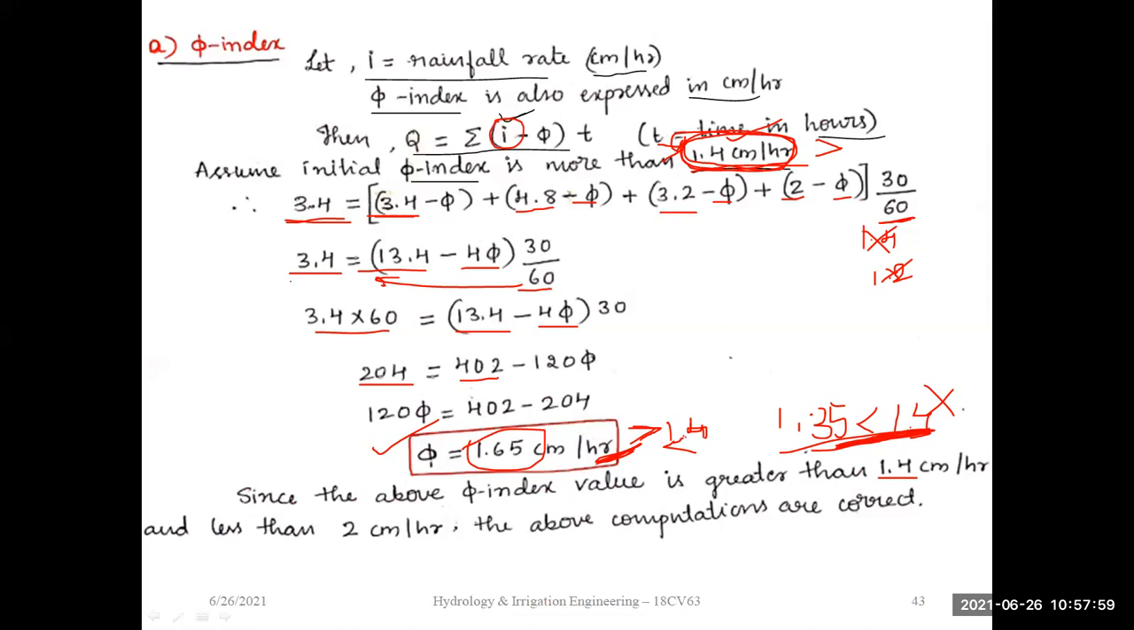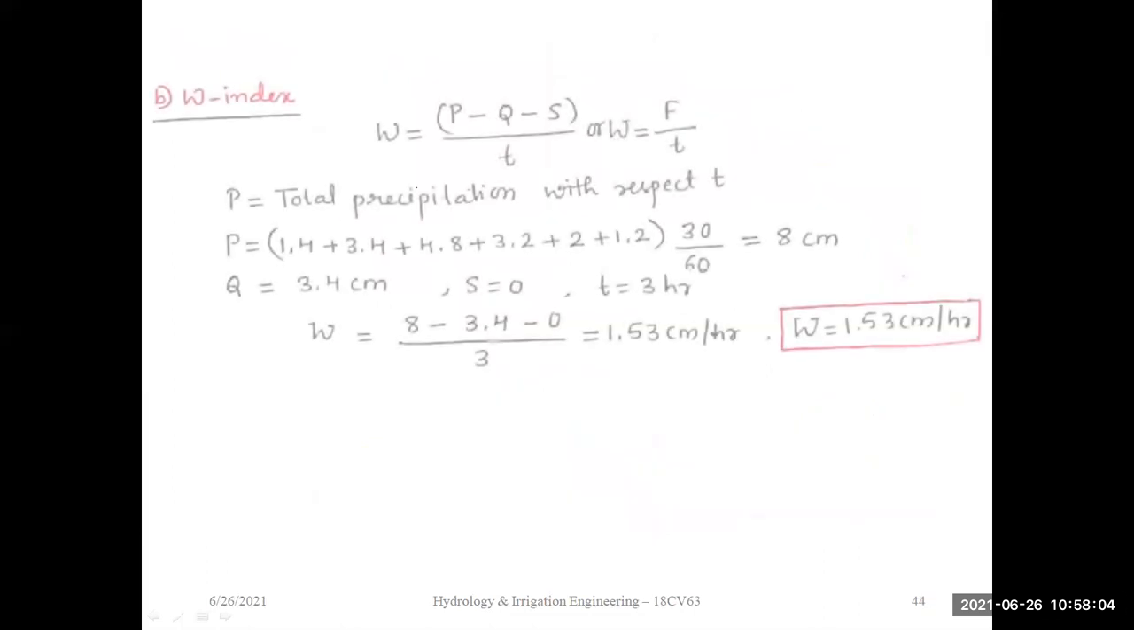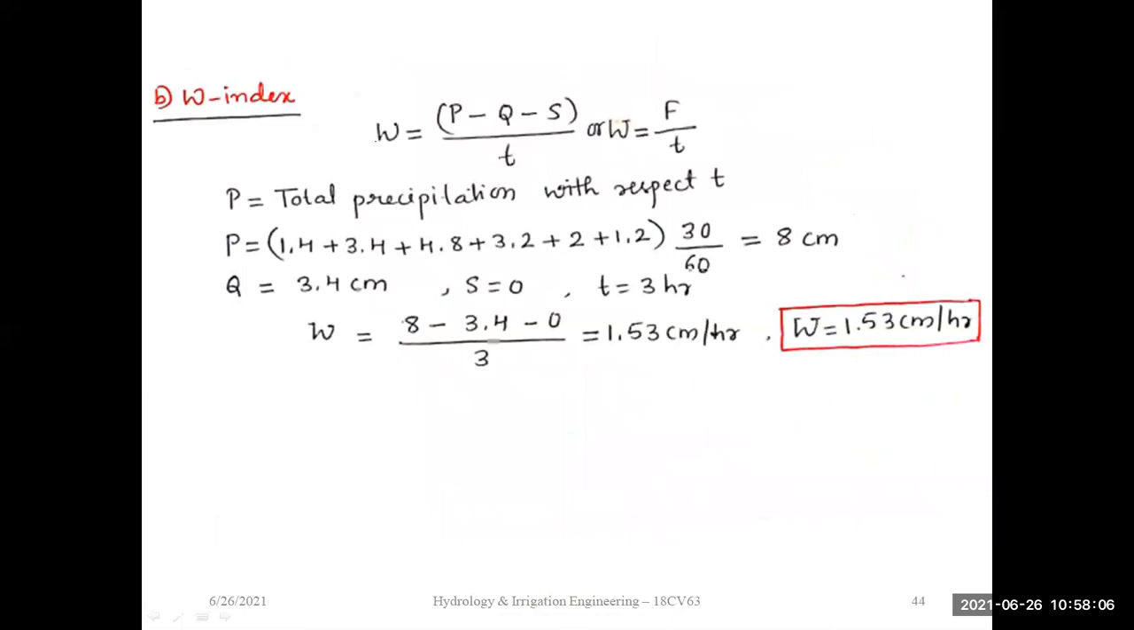The next parameter you have to calculate in this problem is the W index. Okay. So how to calculate W index? W index is equal to P minus Q minus F divided by T. So that is the formula which is used to calculate the W index. Where P represents the total precipitation, and for the total precipitation they have given the rainfall values. So you have to add all the rainfall values, and with respect to T, that is the 30 minutes interval.